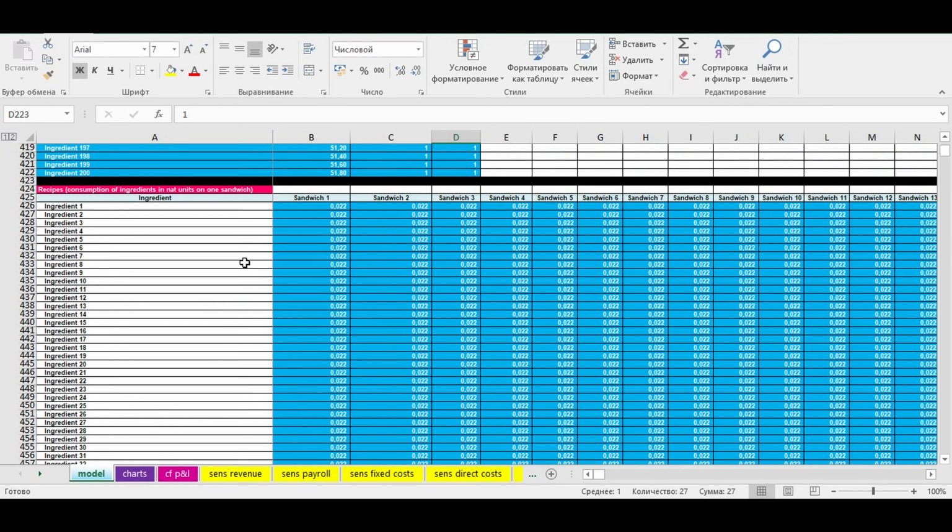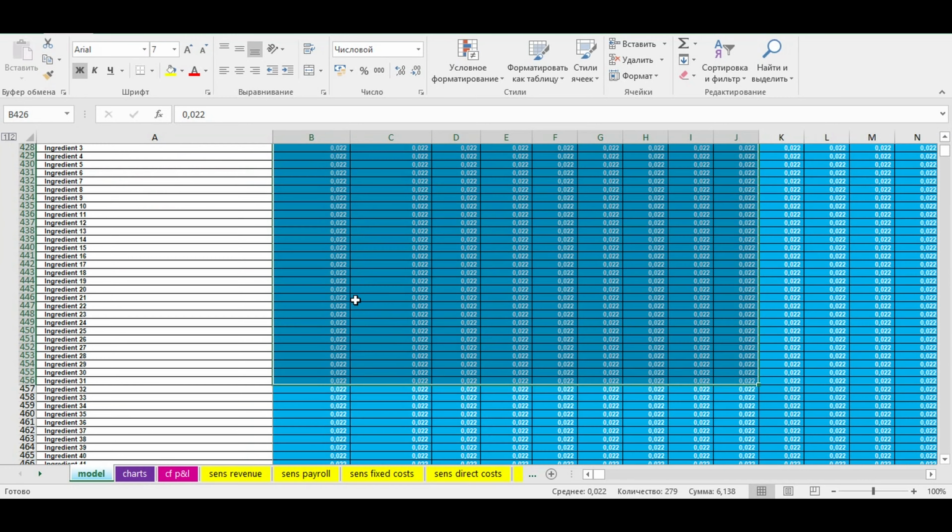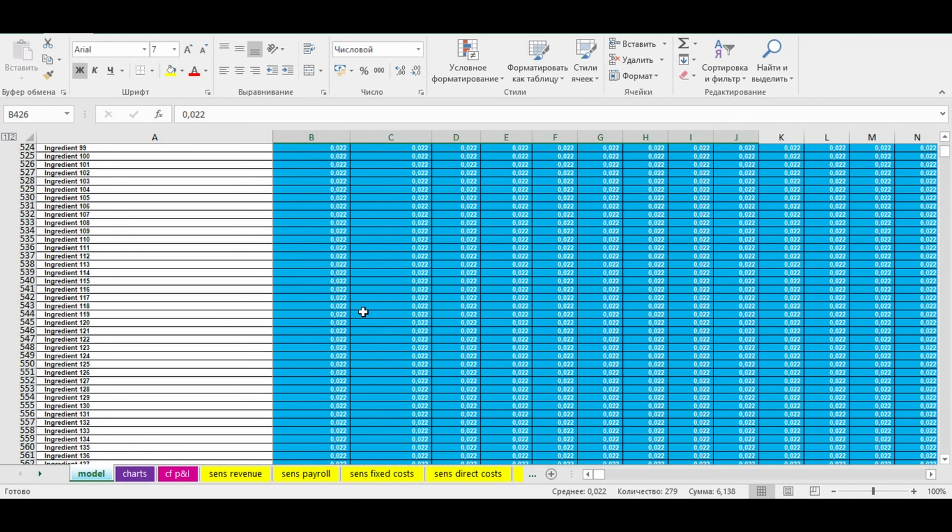So now let's move to the recipes of our sandwiches and burgers. Here, from left to the right, we have our meals. From top to bottom, we have our ingredients, which we need to cook our meals. So now we set the amount of each ingredient in its natural metric needed to cook 1 meal. When it's done, we move to the sales plan.